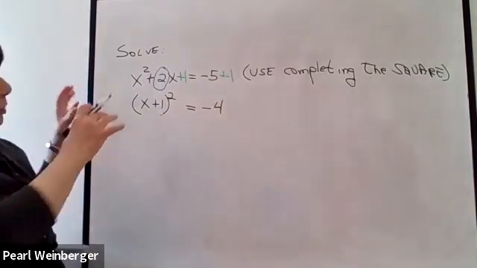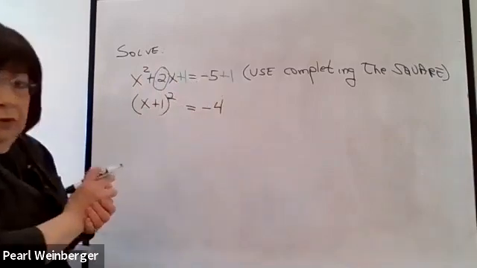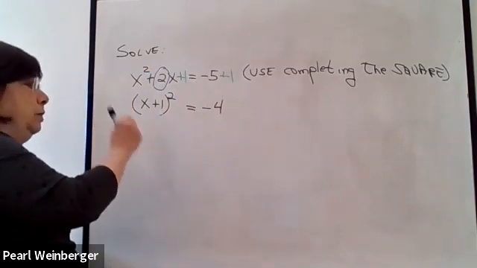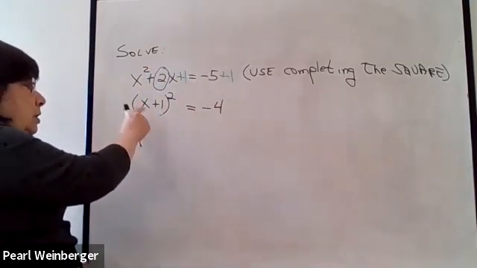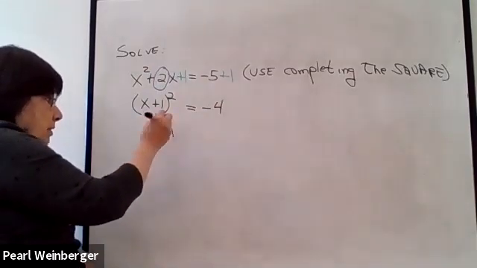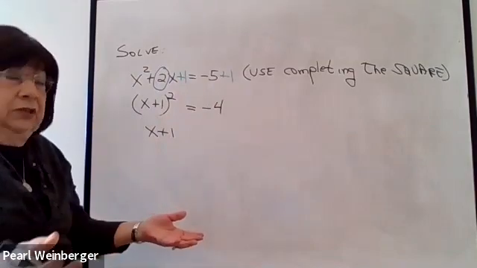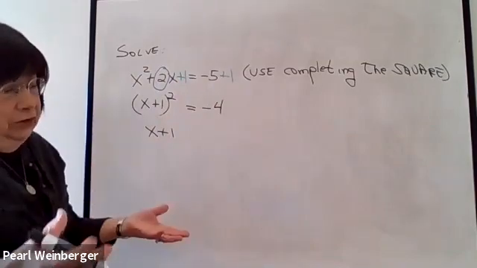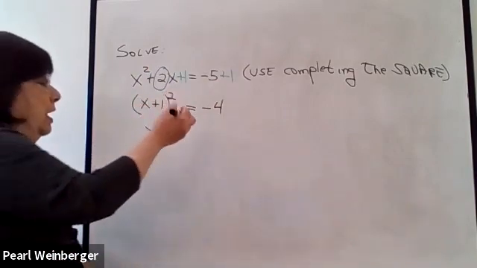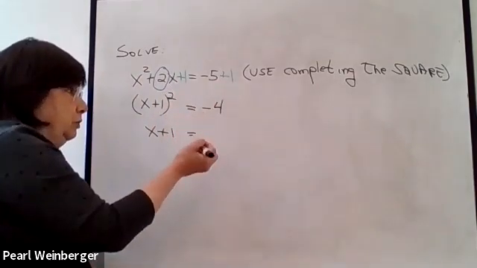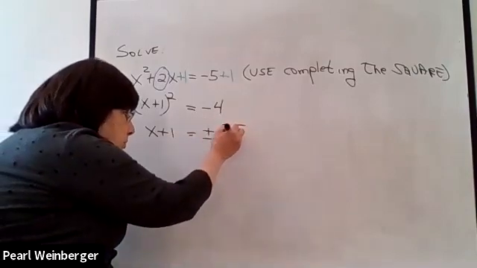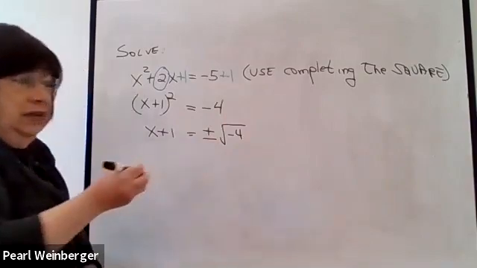And now, since you have something squared equal to a number, you can use what we call the square root method. You're going to take the square root of both sides. So the square root of x plus 1 squared is obviously just x plus 1. You square something and then you take its square root, you're back to where you started. So on this side, you're getting x plus 1. On the other side, you actually have to do plus or minus the square root of that number, which in this case is negative 4.